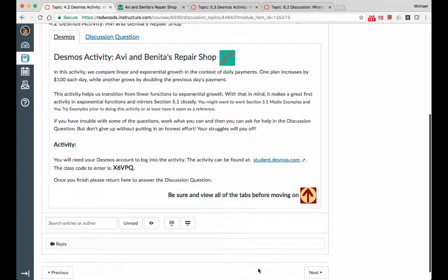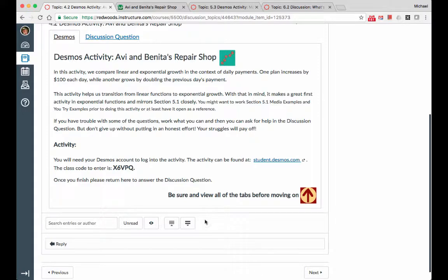With that in mind, it makes a great first activity in exponential functions, and it mirrors very closely section 1.5. You might want to work section 1.5 examples and the U-try examples prior to doing this activity, or at least have it open as a reference. If you have trouble with any of these questions, work what you can and then ask for help in the discussion question. But don't give up without putting in an honest effort. Your struggles will pay off.